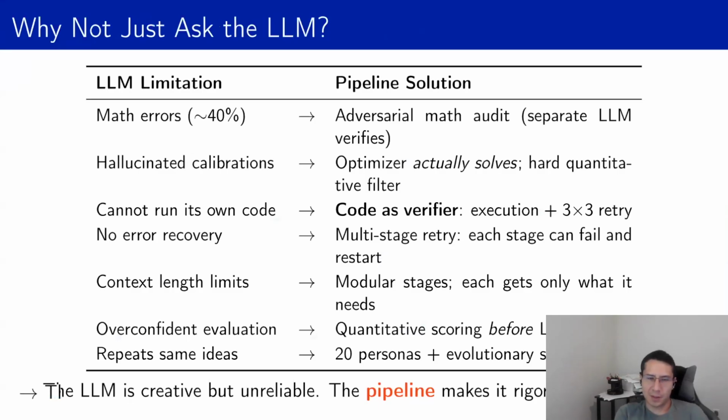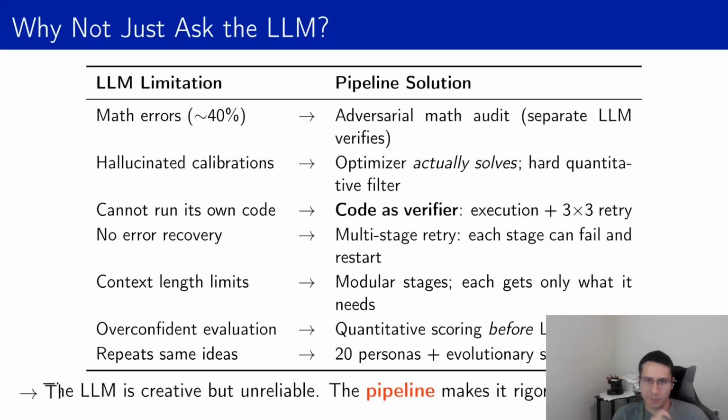Obviously, the question is like, why do we need such a complicated system? Why not just ask 4.2 Pro to do this? Well, a lot of it is going to be hallucinations and math errors, and obviously the adversarial math audit would help solve this. Hallucinated calibrations, but in this case, the optimizer actually solves that, right? And we have fixed the optimizer, so it cannot be gamed.